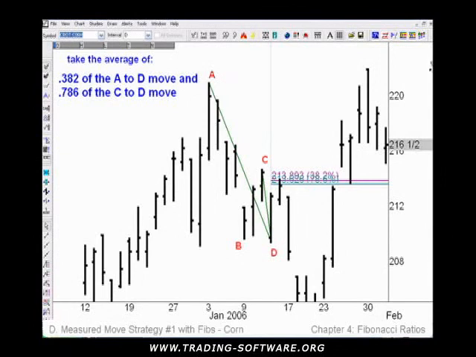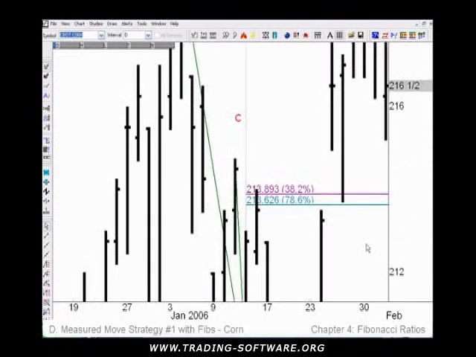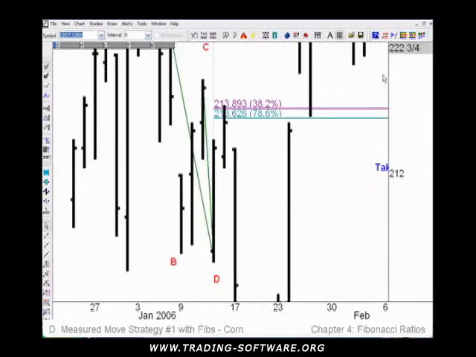So you would get in short where these two lines average out, and your stop loss is one tick above the recent pivot high, which is one tick above C. Let's take a closer look by opening it up and seeing how accurate that one really is. The actual high here was 214 even.